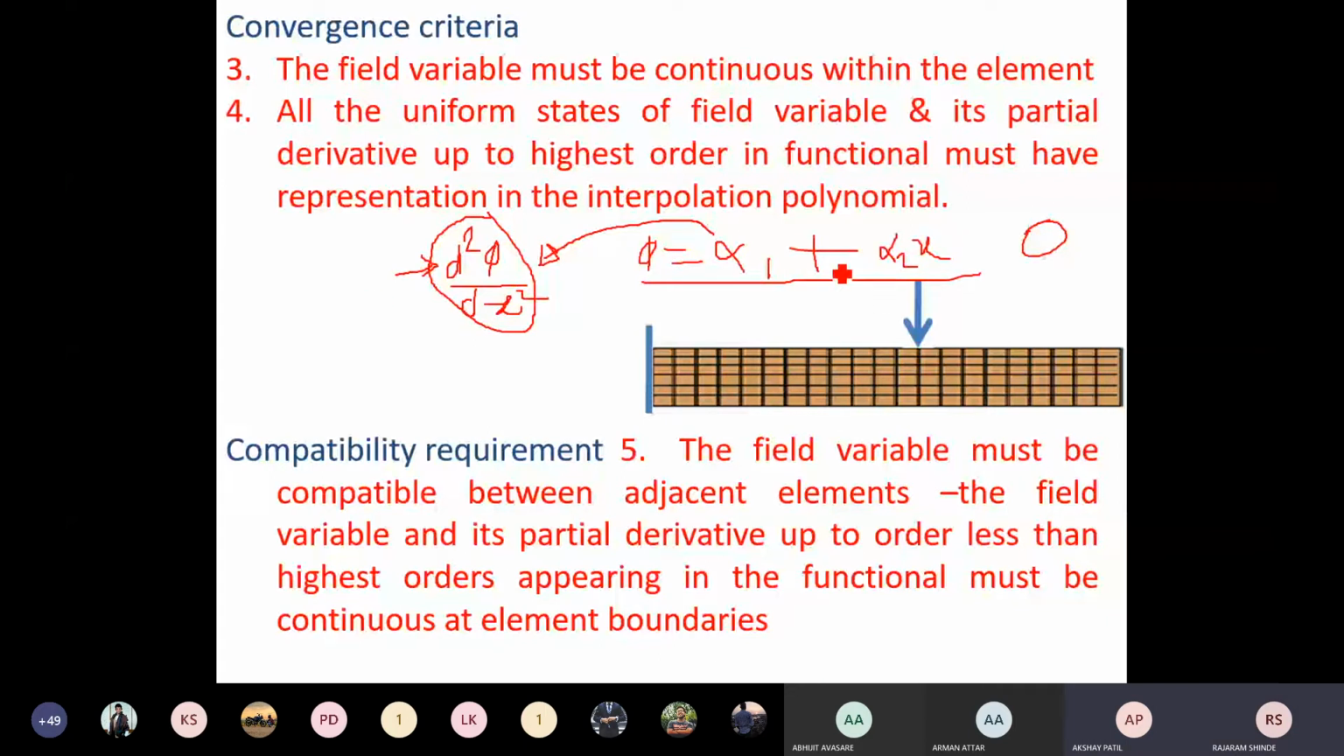Okay, here this polynomial should have representation in the derivative, or the derivative of highest order of the functional. That means this polynomial should be differentiable up to the order of the derivative in the functional. Now why is this required? Because when we differentiate that 2 times, you will get the 0 answer directly, and that will not be acceptable.